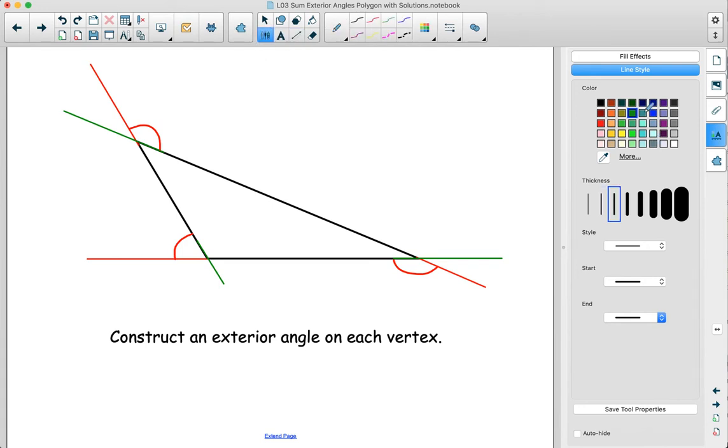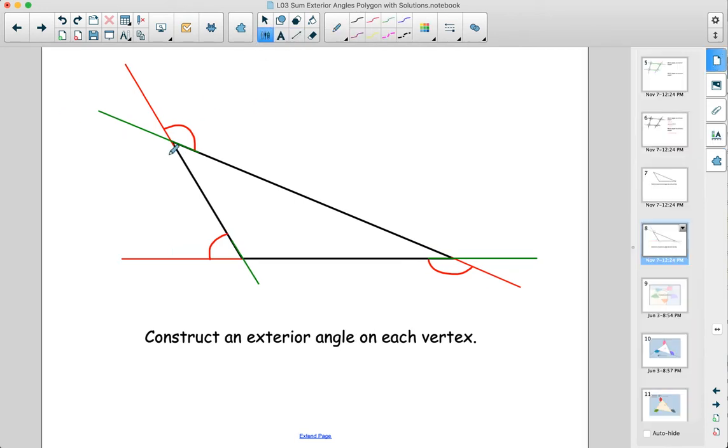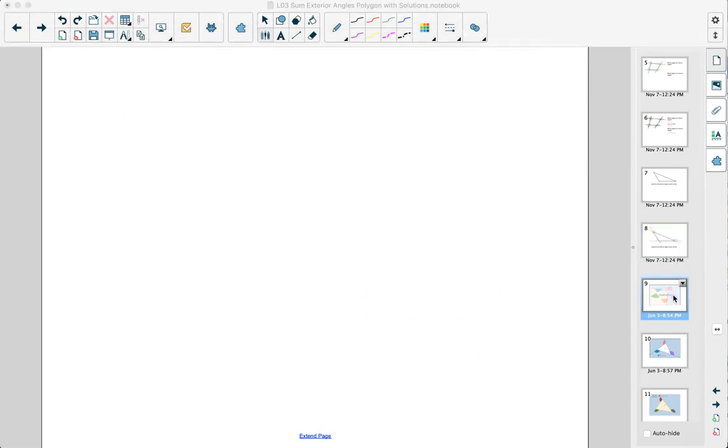And so now changing the pen color, it's now green. There is an exterior angle between this extension and that side. There's an exterior angle between this extension and this side. And then there's another exterior angle between this extension and this side. So those are the 6 exterior angles that we could draw off that triangle. All right, so hopefully we've mastered that.